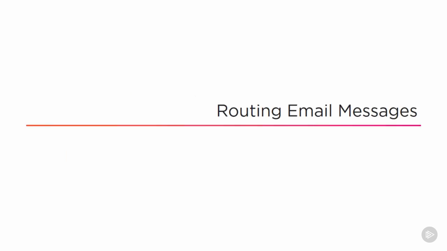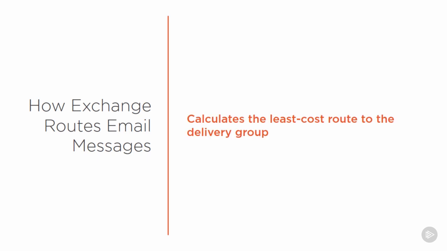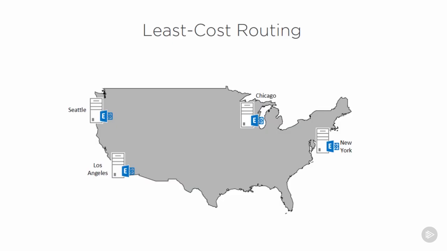For an email to get from the sender to the recipient, Exchange needs to work out how to route the message to that recipient. When the message is processed by the transport service, the categorizer will calculate the least cost route to the delivery group for that recipient. Now, what exactly does that mean, least cost route? Let's say, hypothetically, we have an Exchange 2016 organization with servers in 4 different cities.